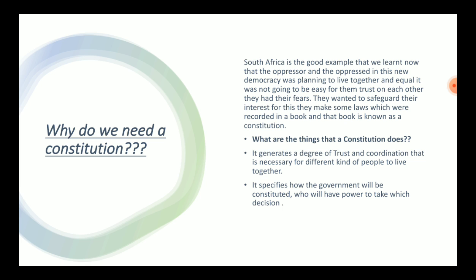What are the things that a constitution does? It generates a degree of trust and coordination that is necessary for different kinds of people to live together. It specifies how the government will be constituted and who will have the power to take which decision.